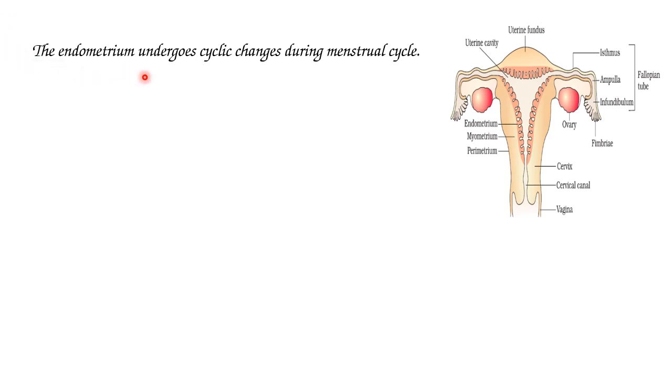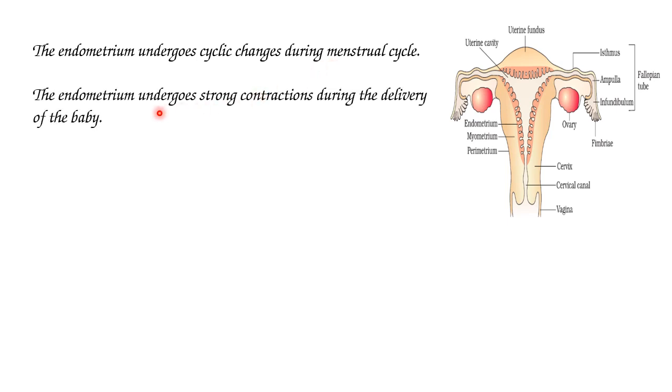The endometrium undergoes cyclic changes during the menstrual cycle, and the endometrium undergoes strong contractions during delivery of the baby. So simply we can call it that labor pains are due to the contractions of the endometrium.